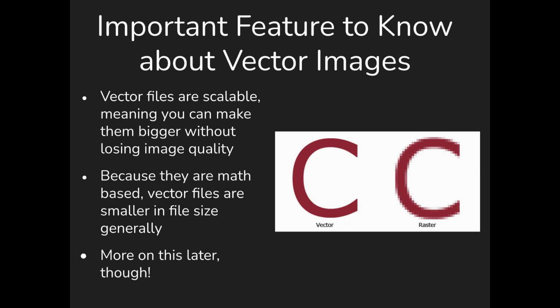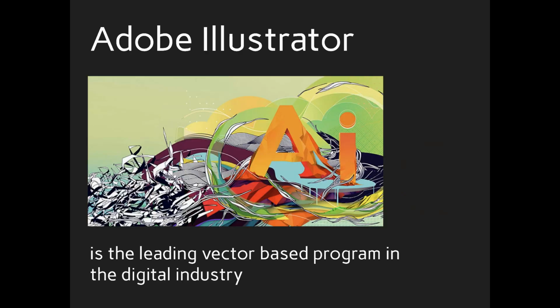Now, the important thing to know about vector images is that vector images and files are scalable, which means that you can make them bigger or smaller without losing image quality. Because they are math-based, vector files are generally smaller in file size, and when you scale a vector file, it will not become pixelated because it is not made of pixels. We're going to talk more about this later. And again, the predominant software that is used when dealing with vector images is going to be Adobe Illustrator, and we're also going to be using a free web version as well in this class.